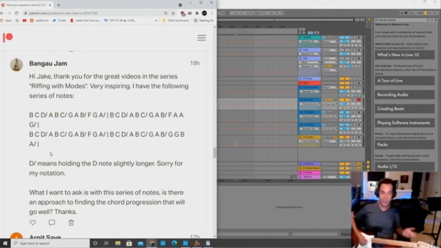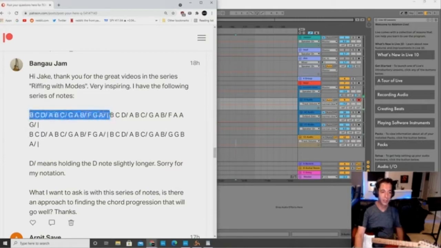We'll just try to give this a try with just a few blocks of it, because this would take all day to try to do the whole thing with this notation. We're just going to start here. B, C, D, A, B, C, and then G, A, B, and then F, G, A, and then it sounds like something like the same thing.